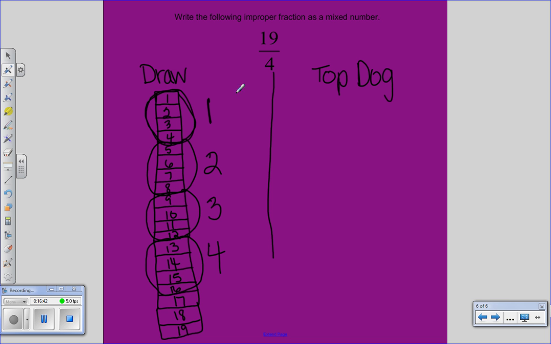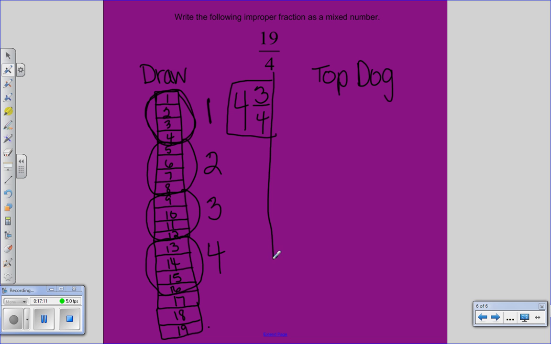So I have 4. How many left over? 4 is your whole number. And then how many blocks do you have left over? You have 3 blocks left over. That's your numerator. Denominator is still in control. He's 4. So you created 4 wholes, 4 whole pieces, and 3 blocks were remaining. So 19 fourths equals 4 3/4.